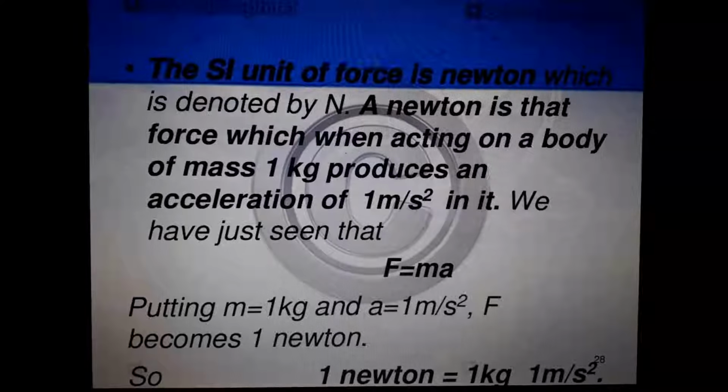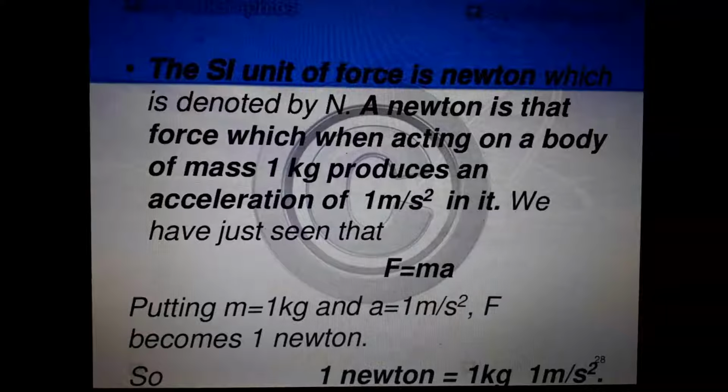v minus u is equal to at. Another equation you studied. v minus u by t. That means time increases, force decreases. Okay, that's it, my dear kids.